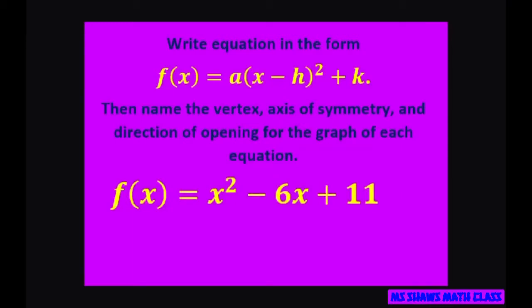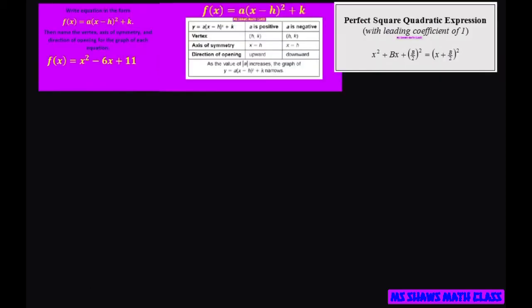Hi everyone, we're going to write f of x in vertex form given here and name the vertex, axis of symmetry, and the direction of opening, either up or down, for the graph of this quadratic. So we'll get started. The first thing we want to do is complete the square so we can write it in this vertex form. Alright, so I'm going to write this as y equals x squared minus 6x plus 11.